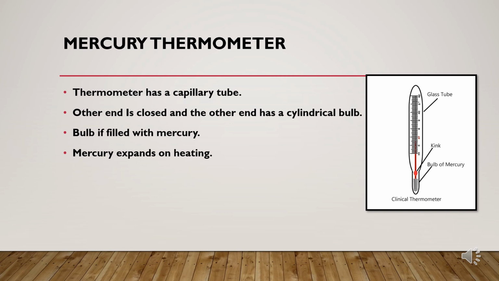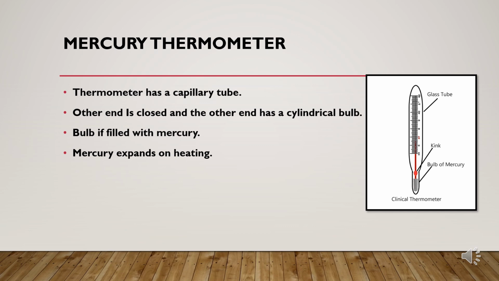Thermal expansion of liquids has many applications in our daily life. One of the applications that we had already discussed in the previous activity was heating water. So boiling of water can be one application. Another application is in mercury thermometers. It's a very common kind of thermometer that we use, that's the mercury thermometer. In this type of thermometer, a capillary tube is there, and one end of this tube is closed and there is a cylindrical bulb at the other end.